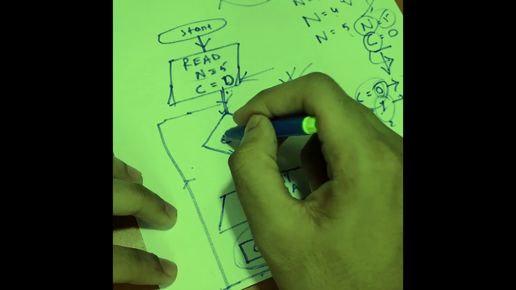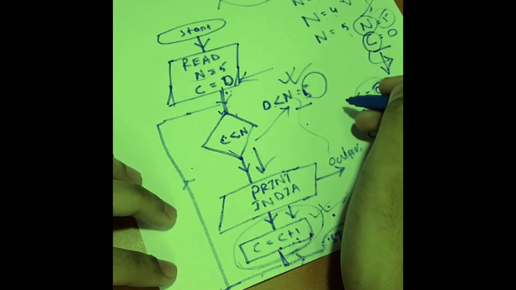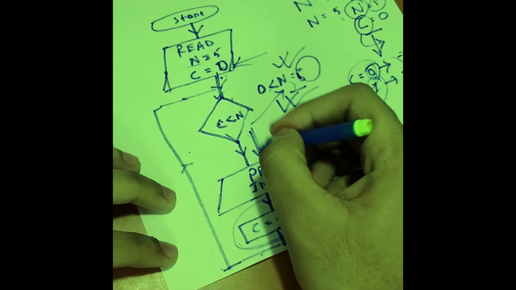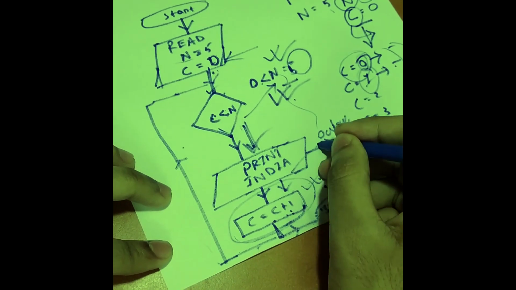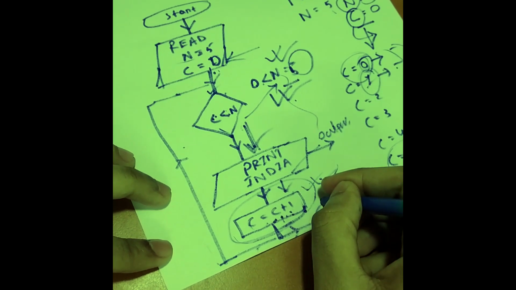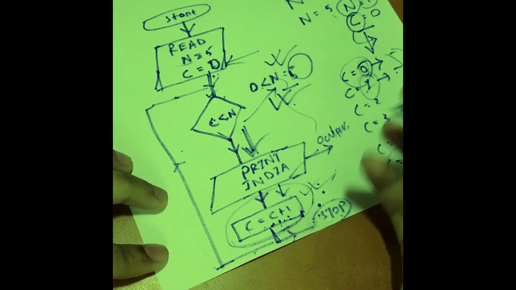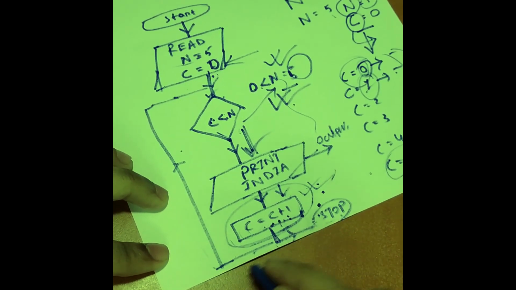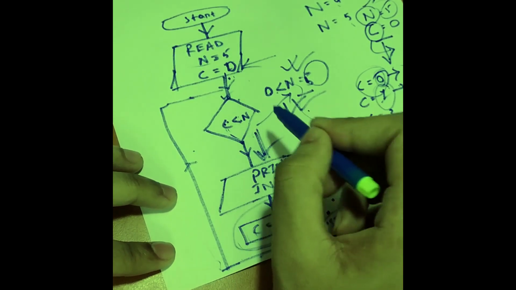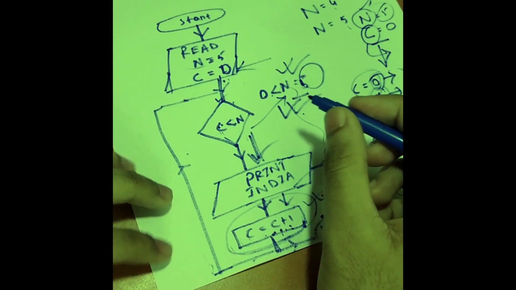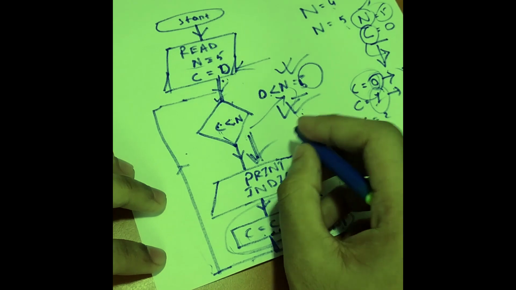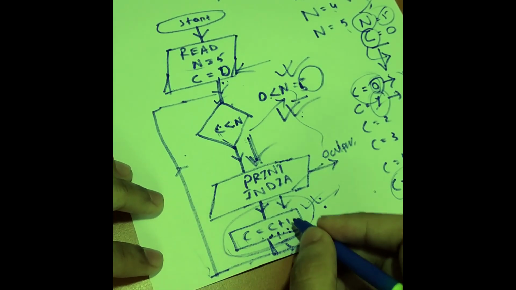It will again check whether 1 is less than 5. Obviously 1 is less than 5. So condition satisfied. It goes down, prints India for the second time. Again C equals 1 plus 1. So what value will be stored inside C? That is 2. 2 will be stored inside C. Again it goes back and checks whether 2 is less than 5, obviously. Condition again satisfied. Again prints India. Again goes down. 2 plus 1 is 3. 3 will be stored inside C.